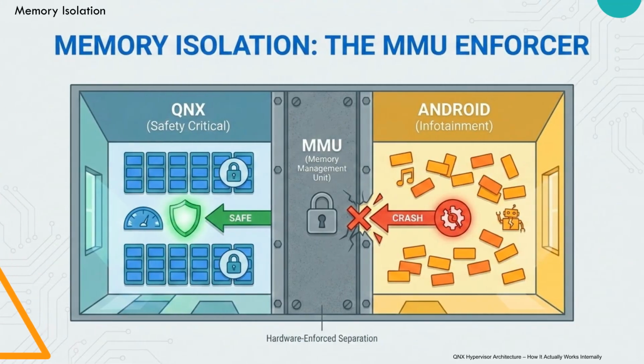Memory is divided in a similar way. Think of memory like separate rooms. Each virtual machine gets its own room and cannot enter another room. This separation is enforced using hardware support like the Memory Management Unit, called MMU. So even if Android crashes or behaves incorrectly, it cannot corrupt the memory used by QNX. This is critical for safety.